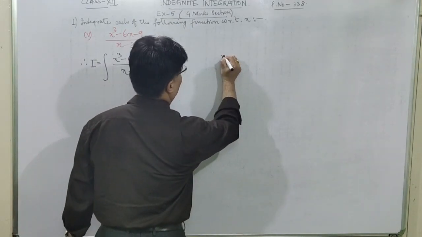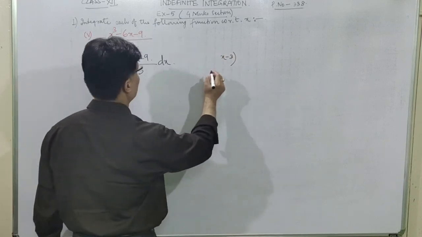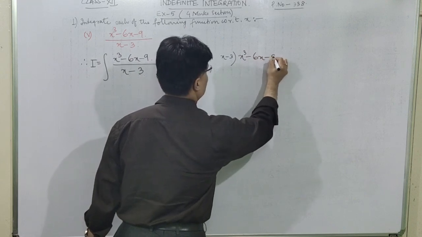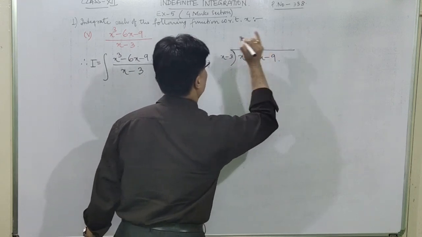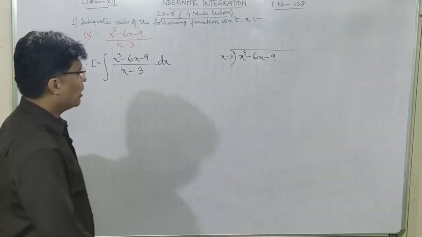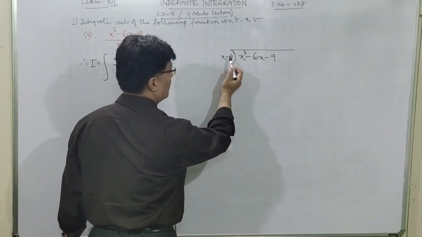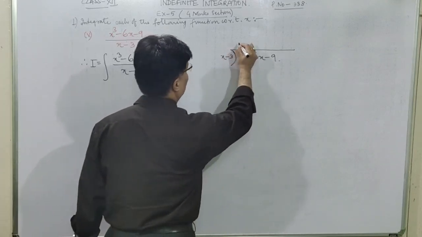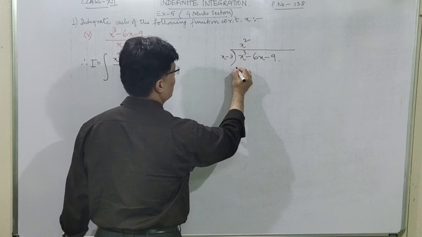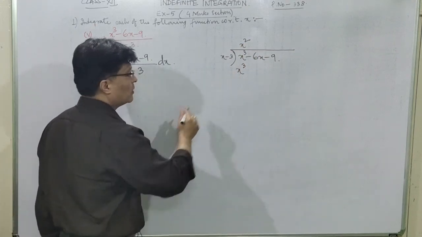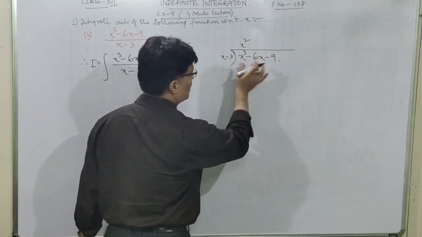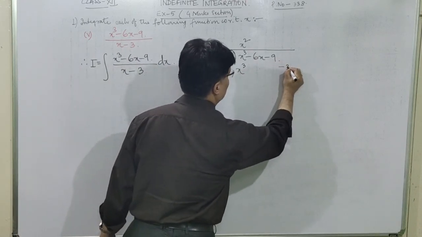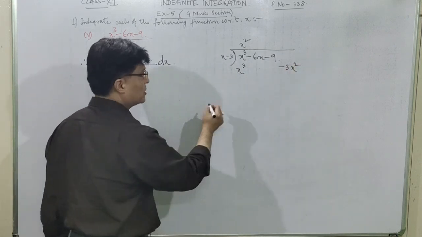That is, we divide the numerator x cube minus 6x minus 9 by x minus 3. You know the division method, isn't it? You know how to divide it. Now in order to get x cube, by which expression will you multiply, x square, isn't it? That is, x square into x gives x cube, then minus 3x square. There is no term containing x square here, so you should write it outside. That is minus 3x square. Let us write it here, minus 3x square.